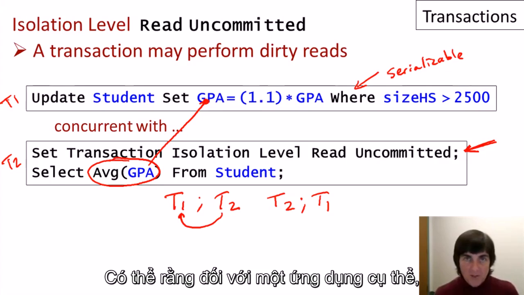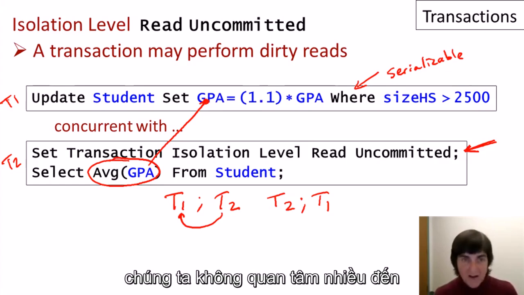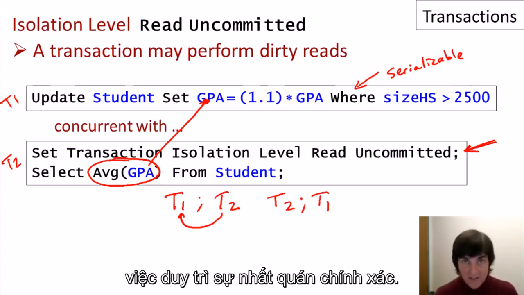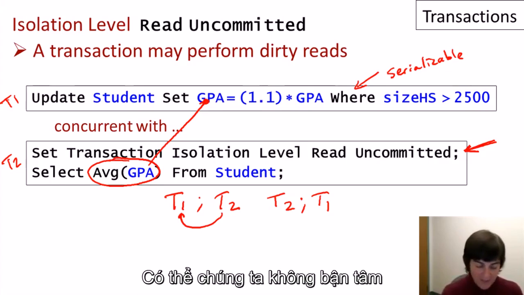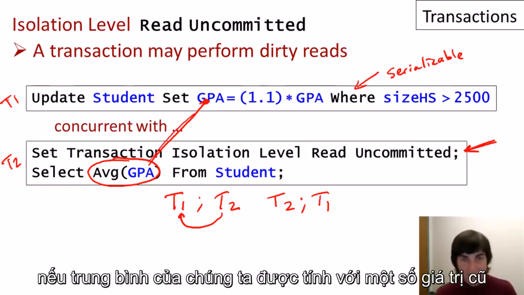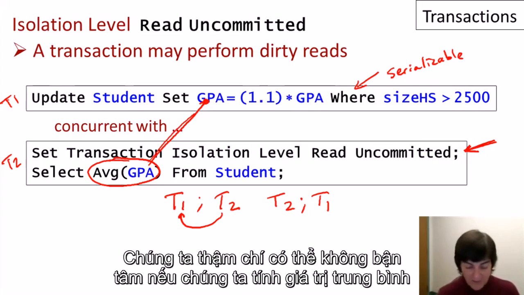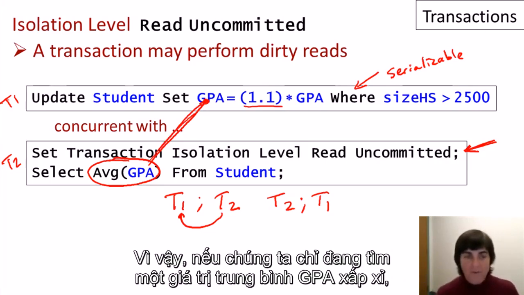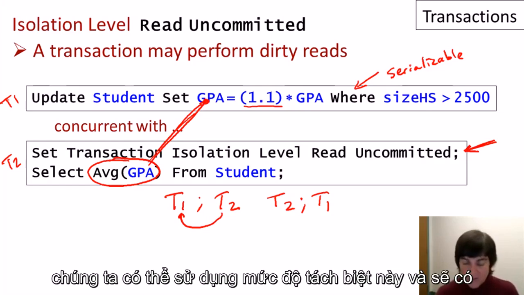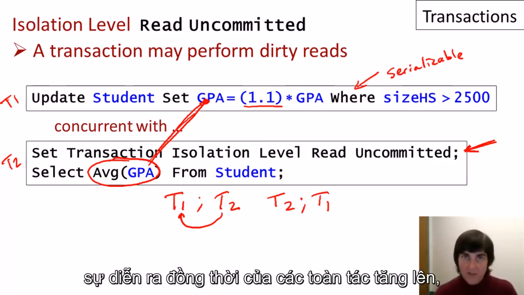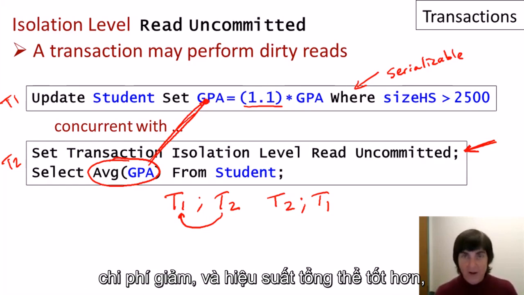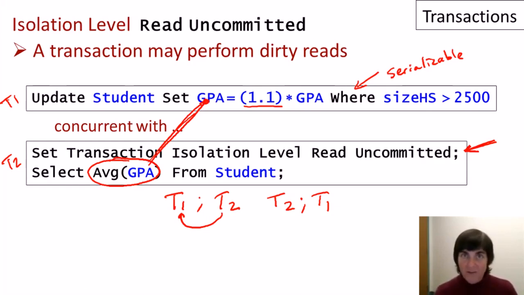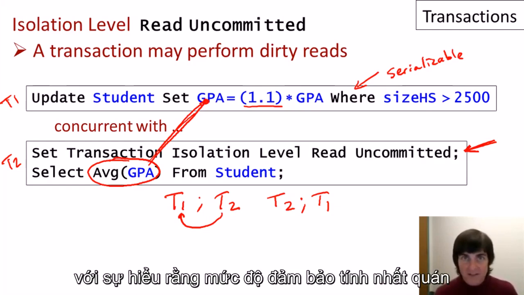It might be that for a particular application, we just don't care that much about having exact consistency. It may be that we don't mind if our average is computed with some old values and some new values. We might not even mind if we compute in our average an increased GPA that ends up being undone when a transaction rolls back. So if we're just looking for a rough approximate GPA, we can use this isolation level and we'll have increased concurrency, decreased overhead, better performance overall, with the understanding that we'll have reduced consistency guarantees.